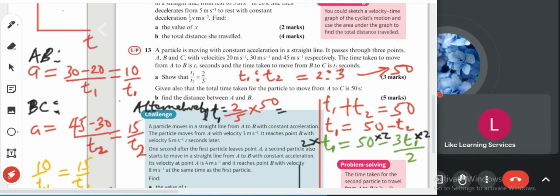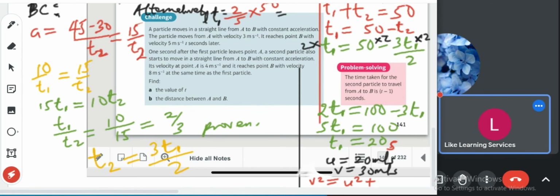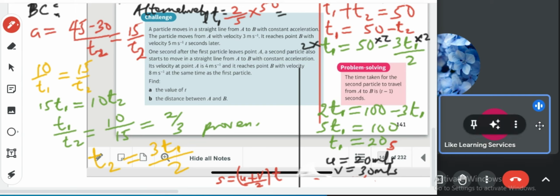But we can use S equal to U plus V over 2, times T. We can use that to find the distance. Do you understand? S equal to U plus V over 2 then times T. We use that to find that. Okay, I think that should be it.